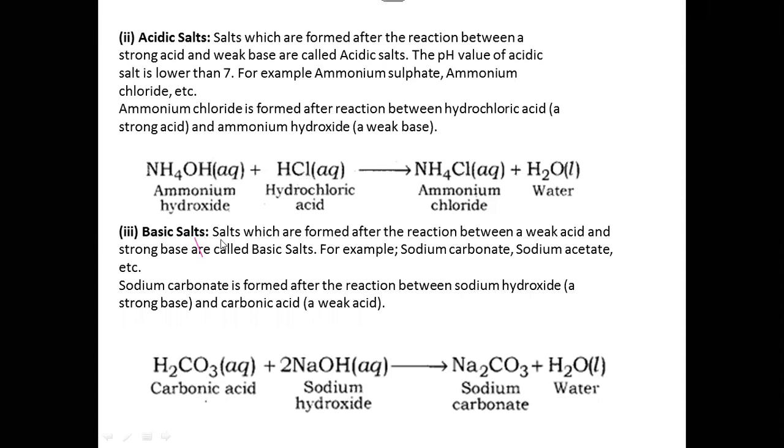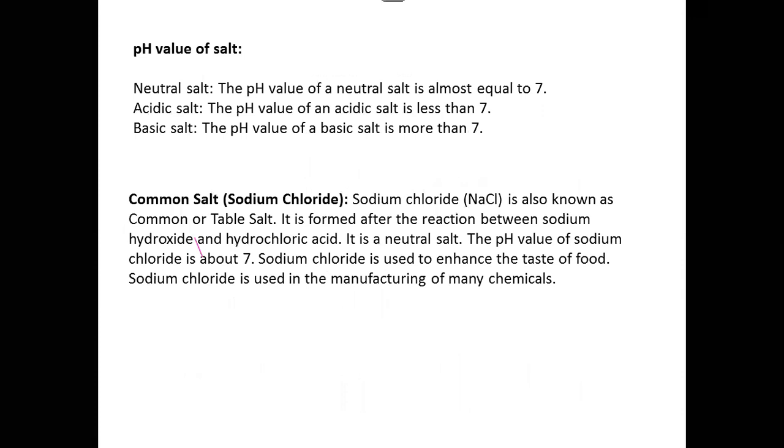Then basic salts. These salts are formed by the reaction between weak acid and strong base. Therefore, these salts are called basic salts. Examples: sodium carbonate, sodium acetate. One example we will study here is sodium carbonate having formula Na2CO3. It is formed by the reaction between carbonic acid, a weak acid, and NaOH, a strong base. So salt formed by reaction between weak acid and strong base is a basic type of salt, sodium carbonate.